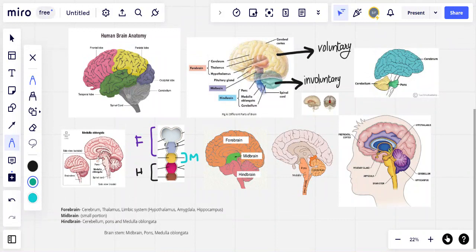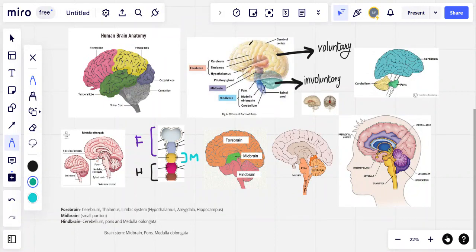Then coming to hindbrain, it has pons, it has medulla oblongata, and it has cerebellum towards the right side. And remember, pons is above medulla oblongata. Medulla oblongata is situated just below pons, and below that you have your spinal cord.